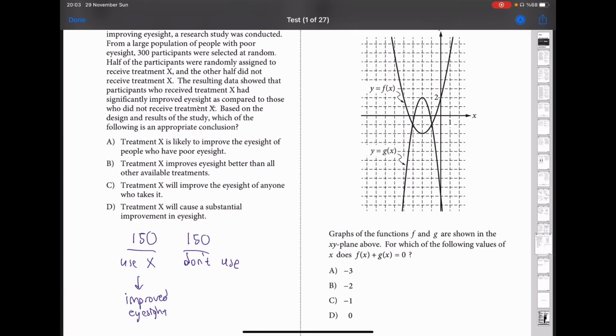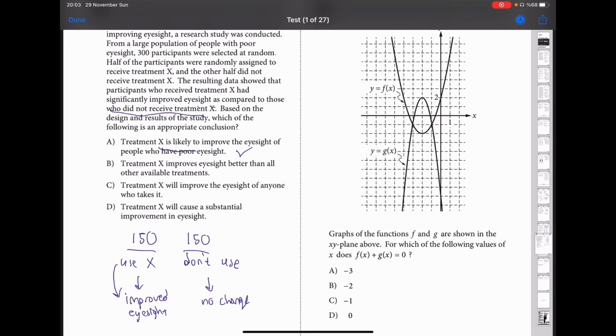As compared to those who did not receive treatment X, no change. Based on the design and result of the study, which of the following is an appropriate conclusion? Treatment X is likely to improve the eyesight of people who have poor eyesight. I guess we can make this comment because when I use X, if I improve my eyesight, probably the treatment X is likely to improve my eyesight, right?